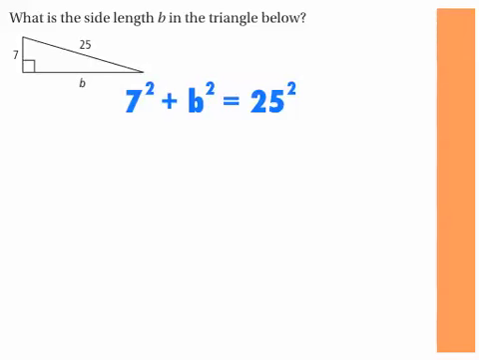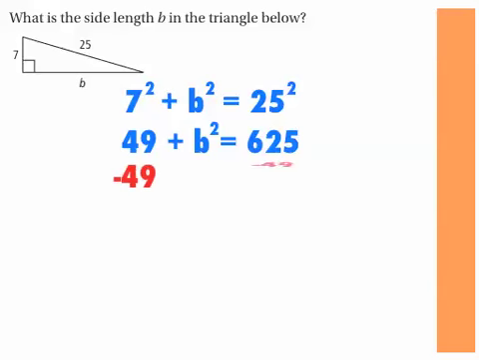Go ahead and square the numbers that you have. 7 squared is 49 plus B squared equals 25 squared is 625. In this case, I still need to solve for B. I still need to get it by itself, but now I'm going to have to use inverse operations to get rid of 49 first. In order to get rid of a positive 49 being added to B squared, I need to subtract 49 from both sides, and when I do so, I get B squared equals 576.